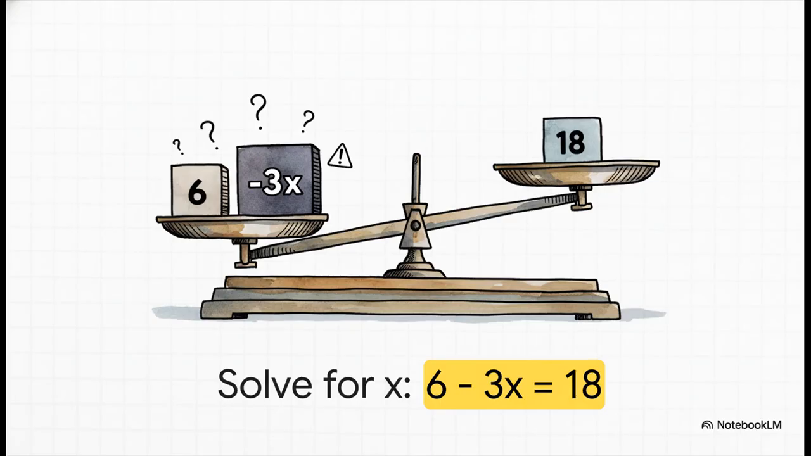Okay, you've been doing great. Time for a tricky challenge. A lot of people get stuck on this kind of problem. 6 minus 3x equals 18. The way it's written just throws people off. But you know what? If we just stick to our rules, we're going to be totally fine.